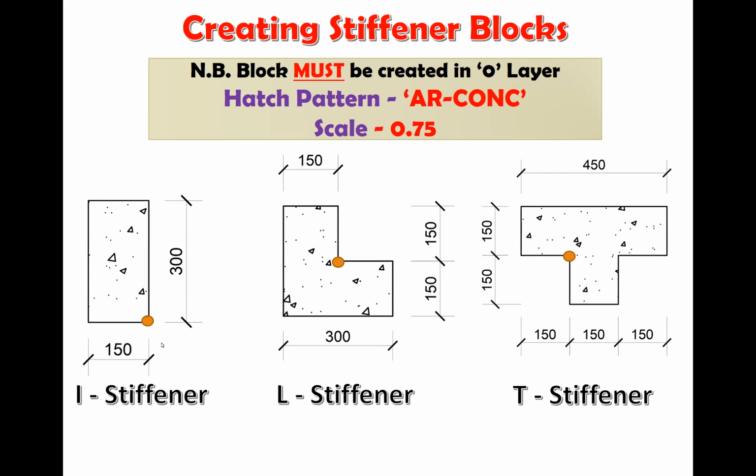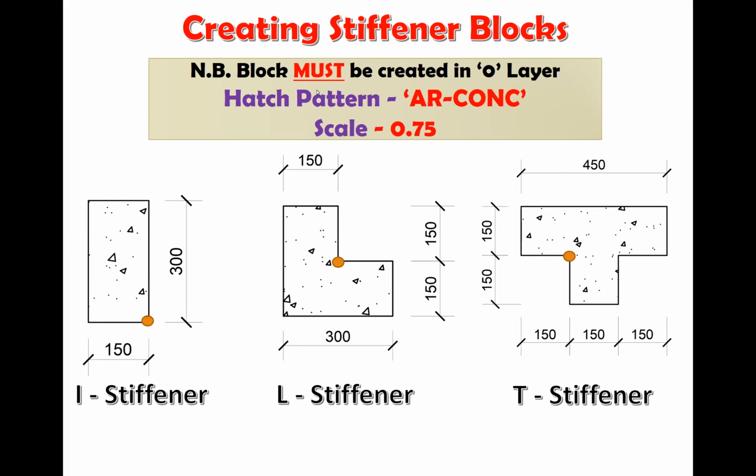If you notice in this case, I have also highlighted the base point which we plan to use. So these orange dots that we are seeing on screen represent the base point that we're going to be choosing when we're doing the W block. And we are going to also hatch with a pattern called concrete hatch. So I'll be introducing the hatch command at this stage. And the scale will be 0.75. The pattern is AR Conc.